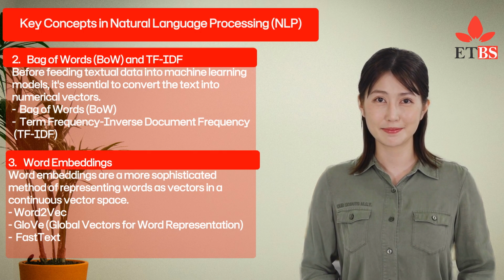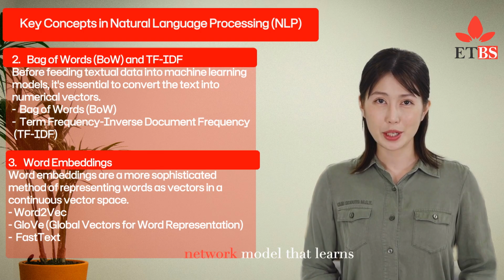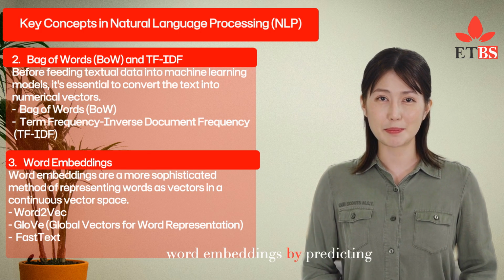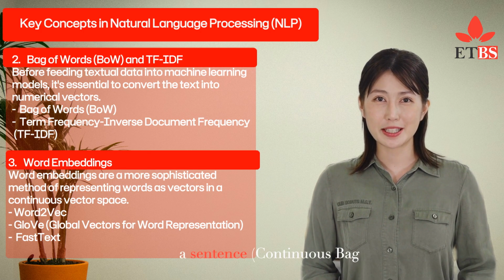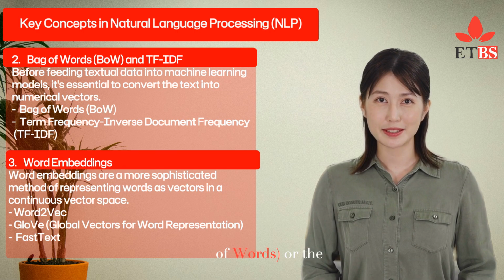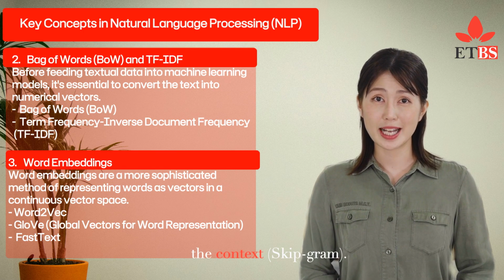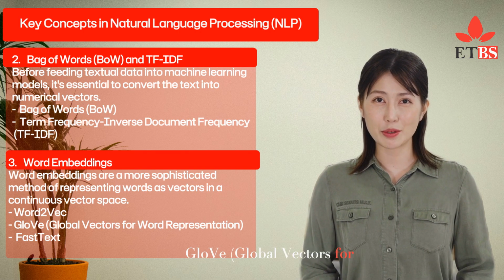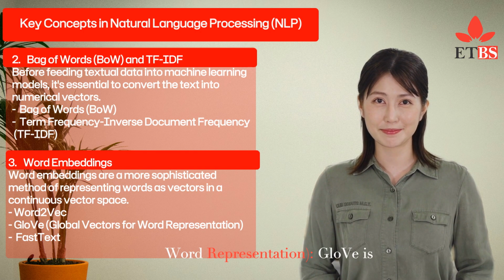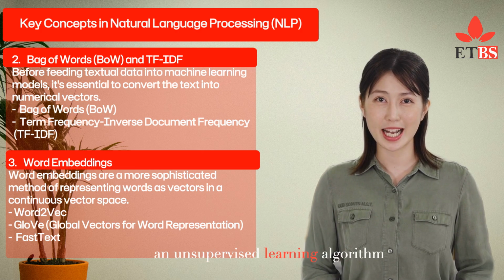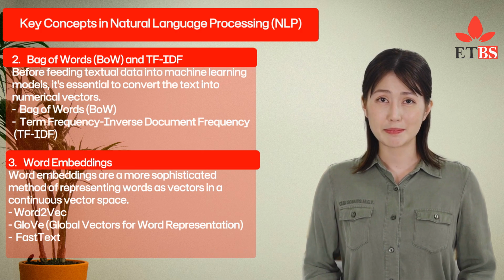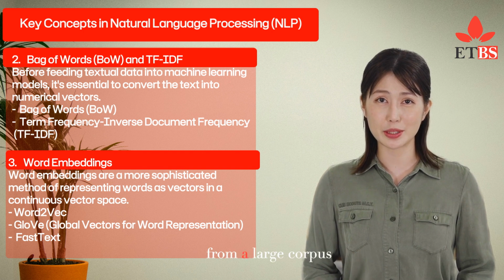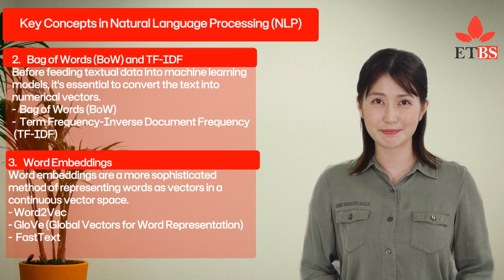Word2Vec. Word2Vec is a neural network model that learns word embeddings by predicting the surrounding words in a sentence, continuous bag of words, or the current word based on the context, skipgram. GloVe, Global Vectors for Word Representation. GloVe is an unsupervised learning algorithm that generates word vectors based on co-occurrence statistics from a large corpus of text.